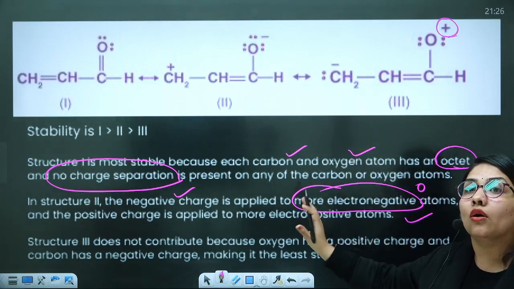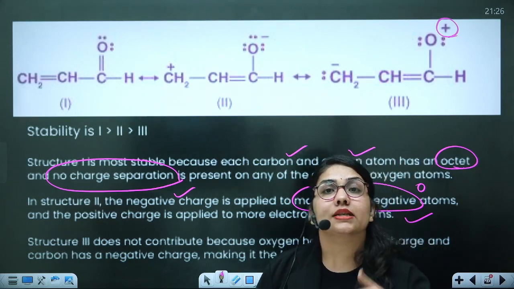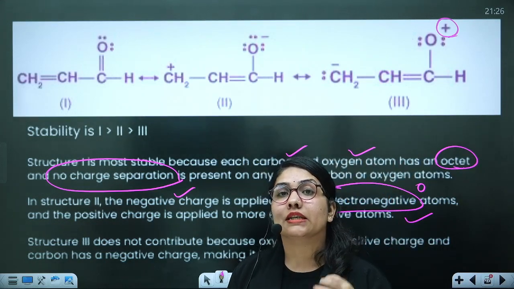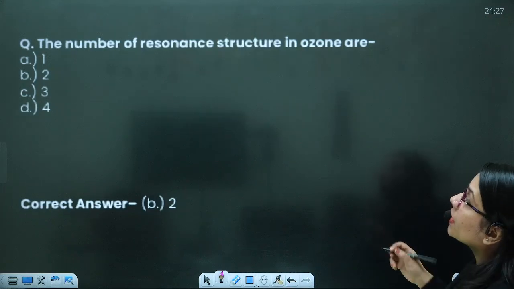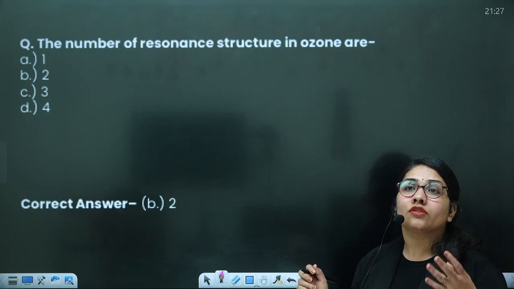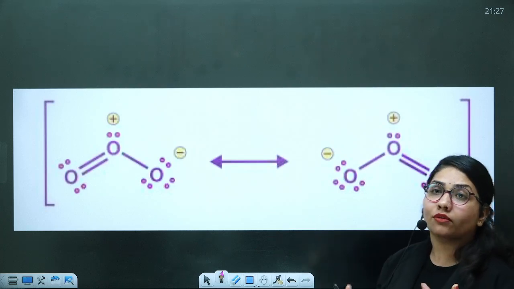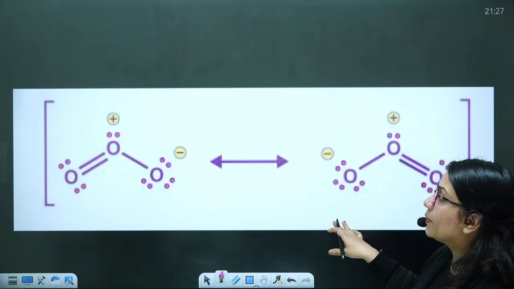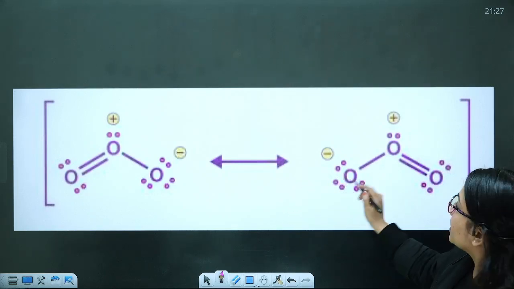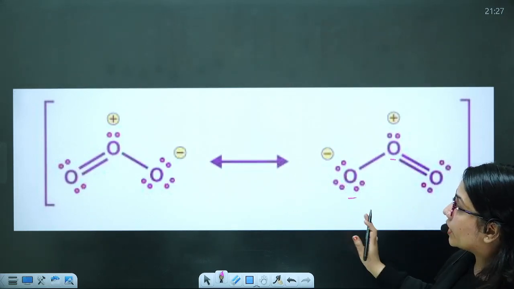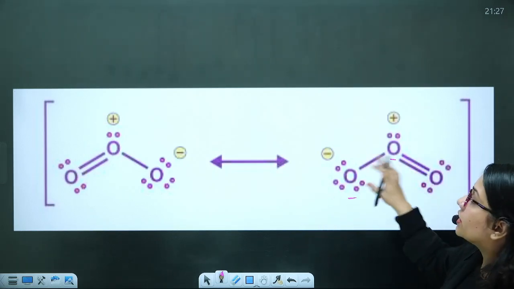So this is how you can identify which resonating structure is more stable and which is less stable. Now see the number of resonance structures in ozone. These are 2. It will be better if you try to make them. I have also shown the same structure in one of the previous slides. You can see the positions are the same. There is conjugation between the double bond and the negative charge, and you are able to see this moving.